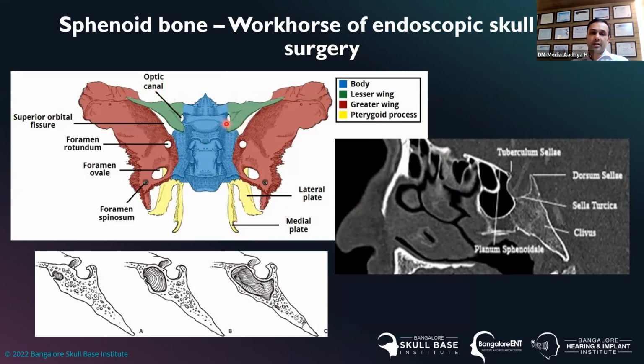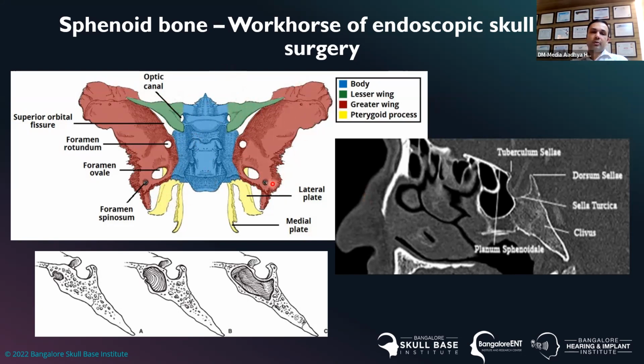The lesser wing of the sphenoid is in extremely close relation to the optic canal and the superior orbital fissure. The superior aspect articulates with the olfactory plate and forms a very important component. This flat structure is known as the planum sphenoidale. When we go lower down, you have the greater wing of the sphenoid, which is in very close relation to the foramen ovale, the foramen spinosum, and the foramen rotundum.